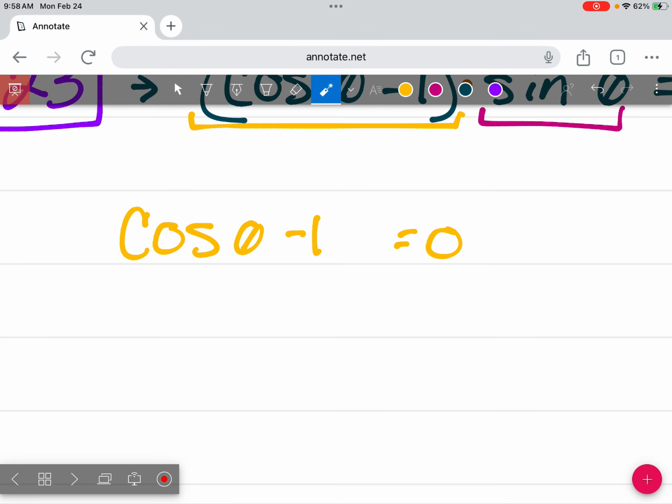So looking at our cosine guy over here, what do I need to do for this one? Add 1.